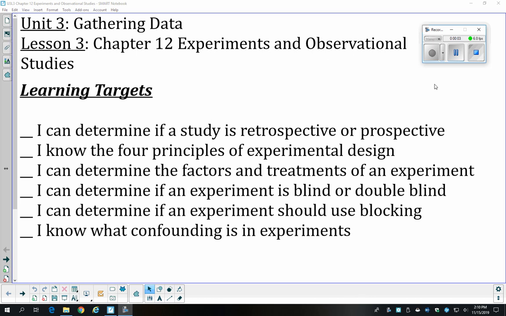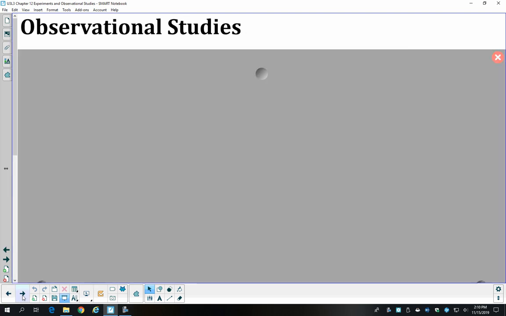Today we're going to talk about more ways to collect data and specifically talk about experiments and observational studies. So first let's talk about observational studies.